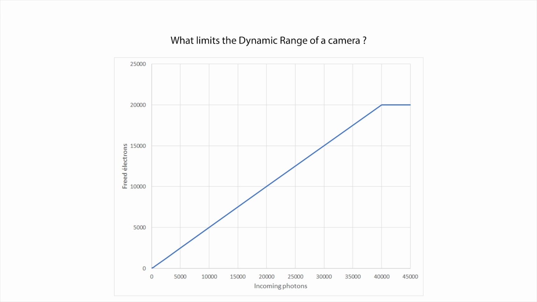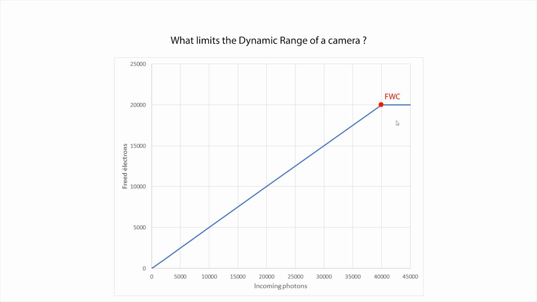So here we have the example of a sensor in which the pixel maxes out at 20,000 freed electrons. So here is the full well capacity. And that's basically the response curve of the sensor before anything digital happens. We're looking at how many electrons are freed depending on the number of photons arriving.